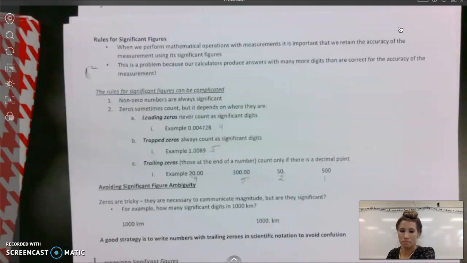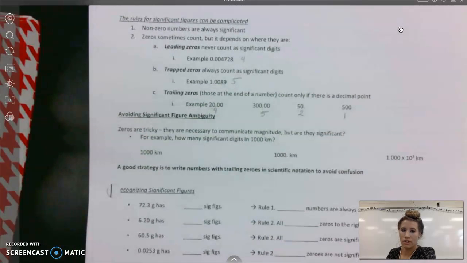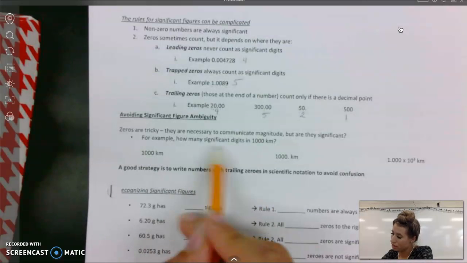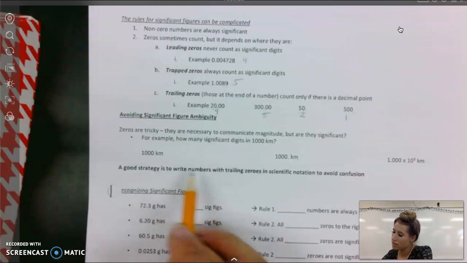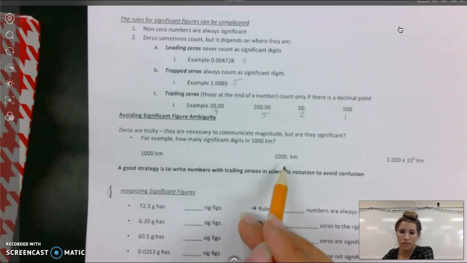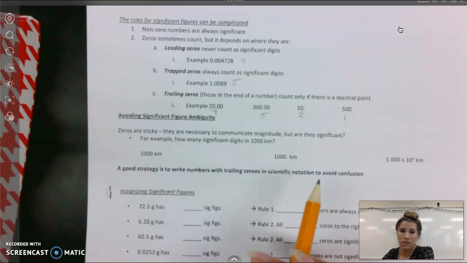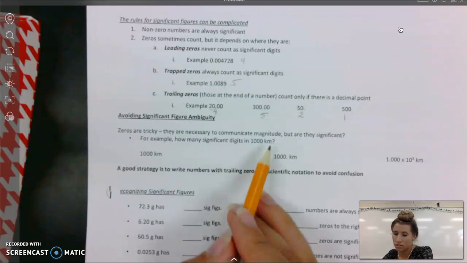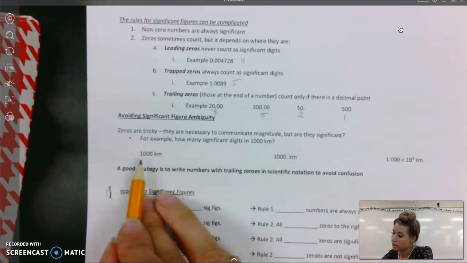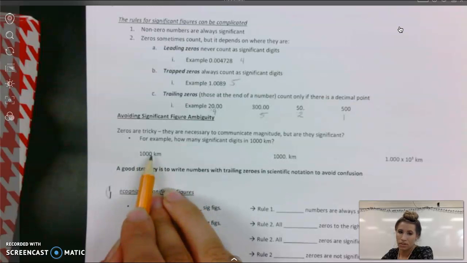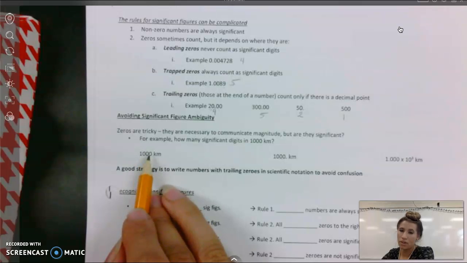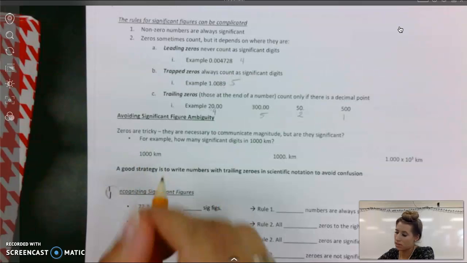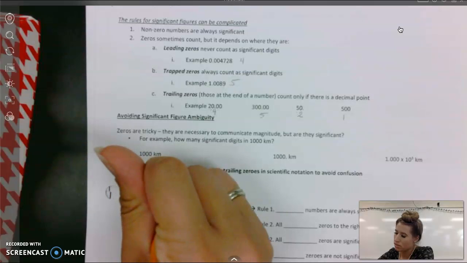Okay. Now, I know that zeros can get tricky. And I want us to look at this and again make some predictions. So how many significant digits do we have in 1,000 kilometers? Well, in this example, there's no decimal place. These trailing zeros are not significant because there's no decimal place. So we have 1 sig fig.